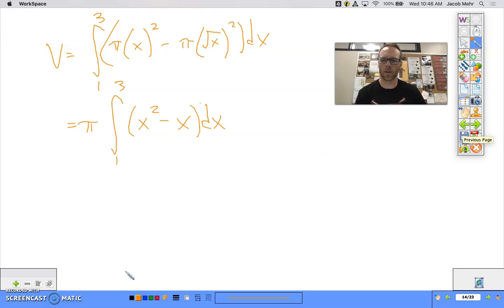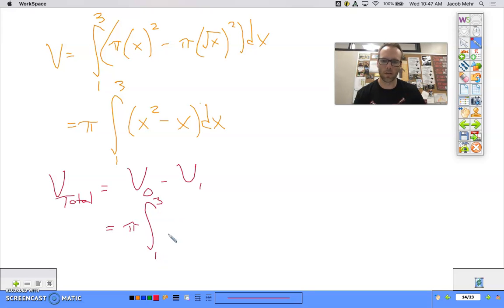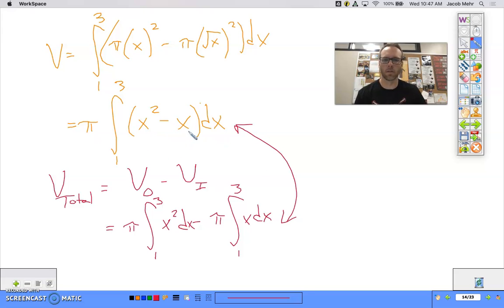And it shouldn't be difficult for us to see that, because remember, when we took the total volume in our first method, we took the volume of the outer minus the volume of the inner. And the volume of the outer was pi times the integral from 1 to 3 of x squared dx, minus the inner, which was pi times the integral from 1 to 3 of x dx. And we can see that those two are equivalent, right? Thinking about our properties of integrals, when we have a difference, we can just split it into the difference of the two, and we just distribute the pi to each.